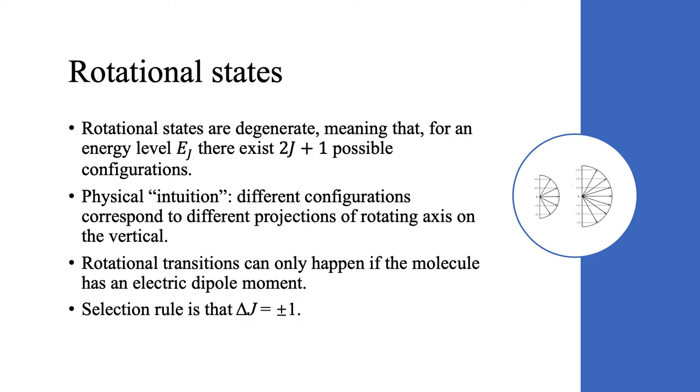Now, we had selection rules for vibrational states. Do you think we'll have selection rules for rotational states? Of course we have. And they're exactly the same. So you can jump from one state to the one close to it, but you can't jump more than one.